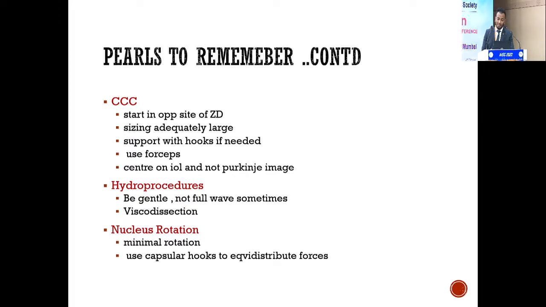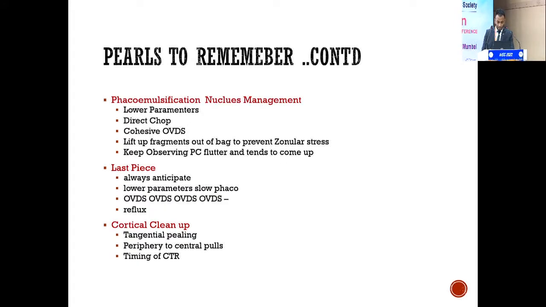Use forceps and center on the IOL and not on the Purkinje image, because in gross decentration, you may falsely go by whatever is seen, and then it becomes an eccentric capsular axis. For hydro procedures, you just need to be very gentle. There has to be minimal nucleus rotation. I use a technique where I use capsular hooks to distribute the forces and then rotate the nucleus after doing hydro. Coming to the phaco, there are lower parameters to be used.